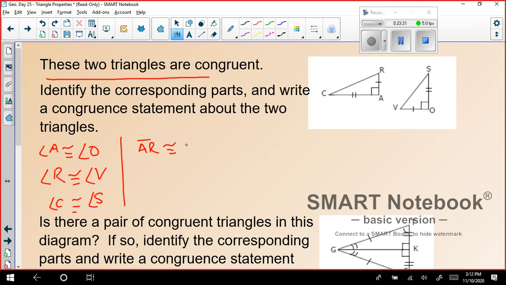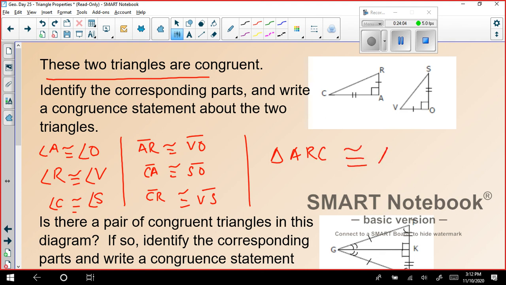So AR is congruent to VO, that's your first side. The second side, CA and SO, these two were given, but this one we can conclude based on triangles being congruent. CR is congruent to VS. Now coming to triangle statement, you can write any way. I'll just start with ARC. Triangle ARC is going to be congruent to triangle.